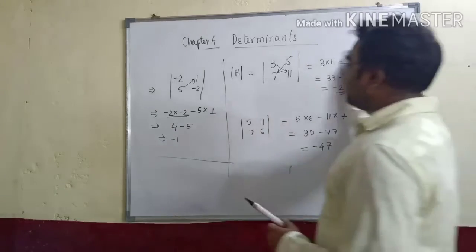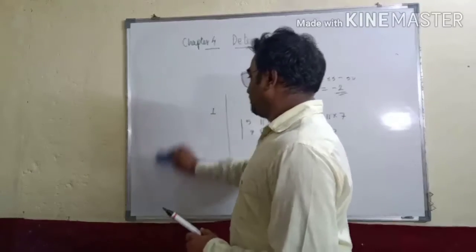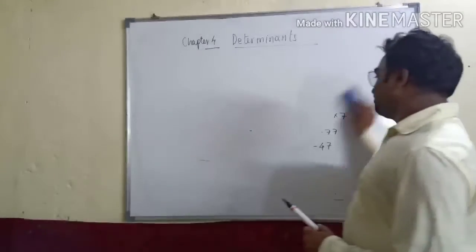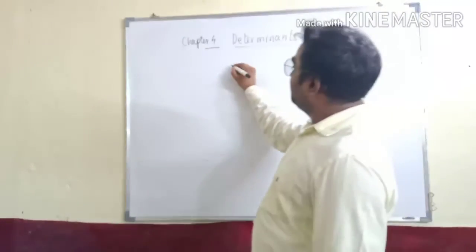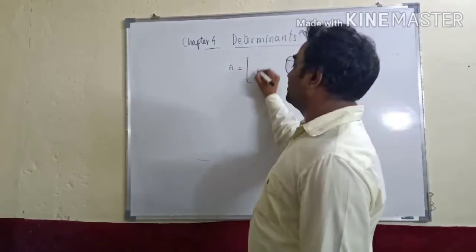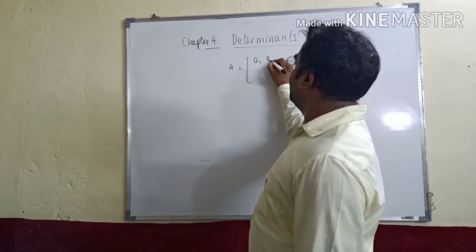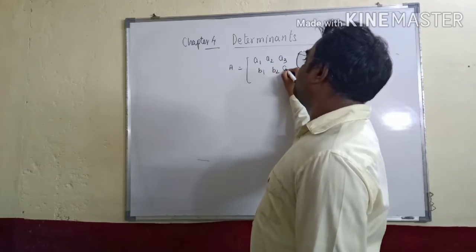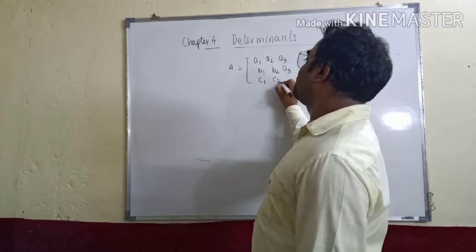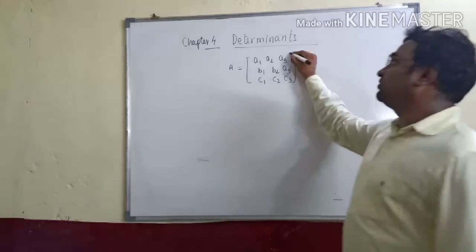Now if the question is not the same, the question usually comes in third order. Third order may be in the form of a matrix. If this is A1, A2, A3, B1, B2, B3, C1, C2, C3, anything.